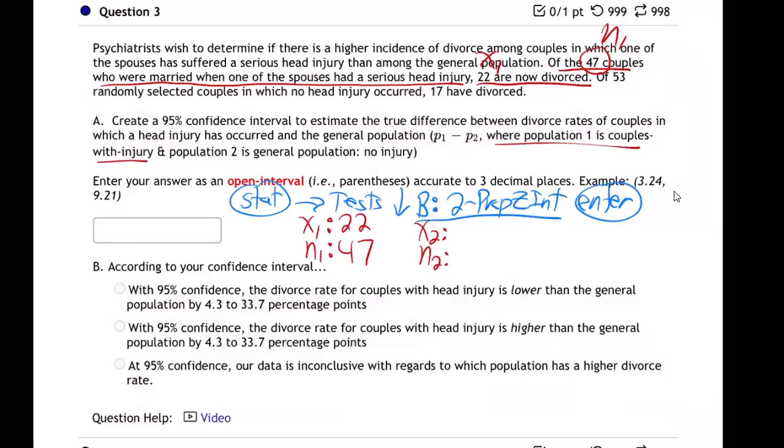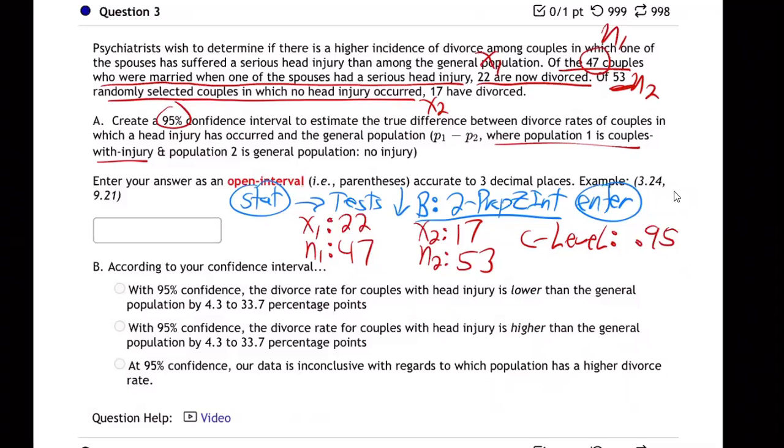That's almost half for the people that were injured. Of the 53 randomly selected that had no injury, that's N2, and this is X2: 17 divorced out of 53. Looks like it's a little better for the couples that did not have the head injury. Looks like a lower percentage to me. We'll see. And then the confidence level they ask us for is 95%. So put those numbers into your calculator and calculate.